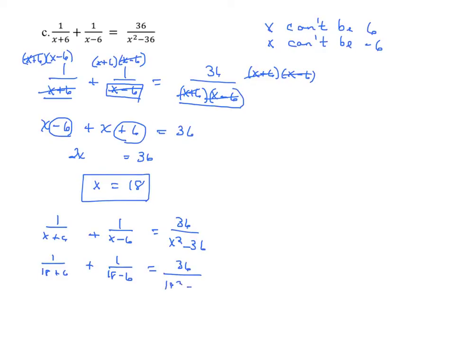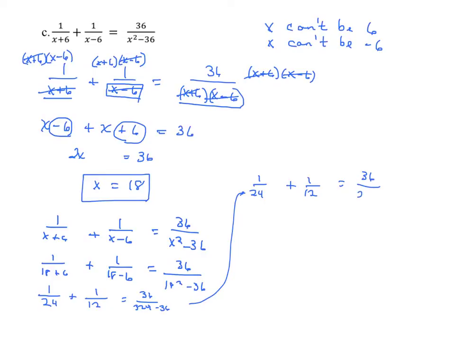18 squared minus 36. So we'll get 1 over 18 plus 6 is 24, plus 1 over 18 take away 6 is 12, equals 36 over 18 squared, which is 324, minus 36. And that is 288. So it's going to be 1 over 24 is equal to 36 over 288.